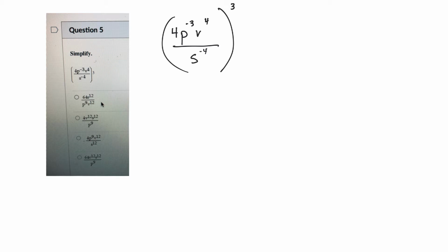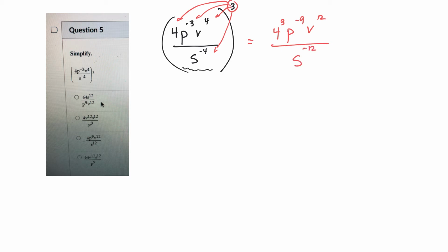So what I would try and do first is maybe simplify stuff inside here, but none of these letters are the same, so I can't really do that. So probably my first thing would be to do the power of a power rule. So I'm going to take this 3 and apply it to everything that's in the brackets. So I have to apply it to the 4, to the p, to the v, and to the s at the bottom. So it would give me 4 to the third, p to the minus 3 times 3 is a minus 9, v to the 4 times 3 is 12, all over s to the minus 4 times 3 is a minus 12.